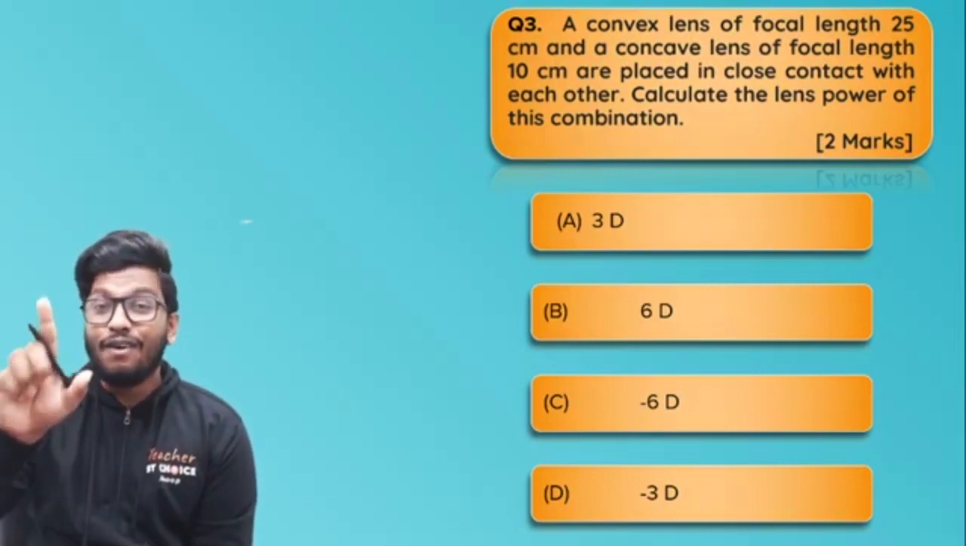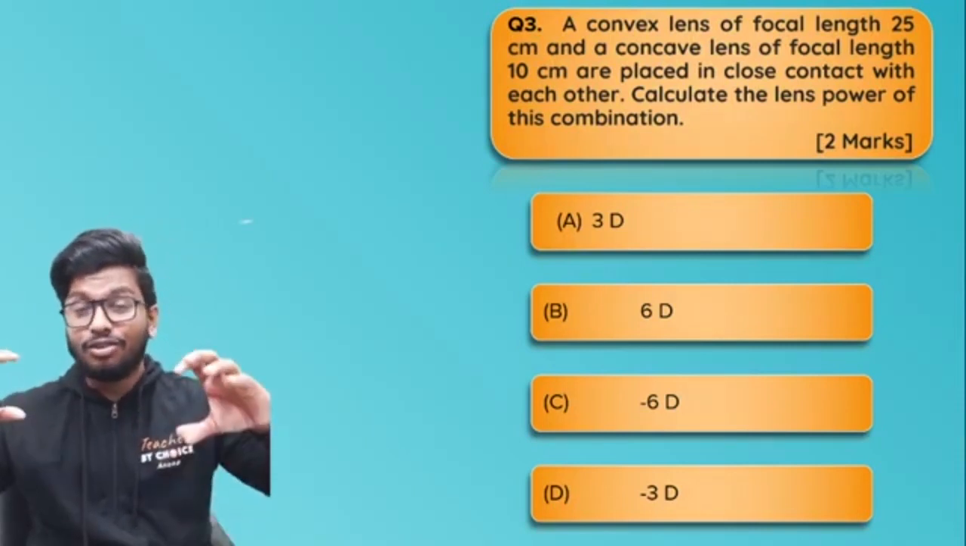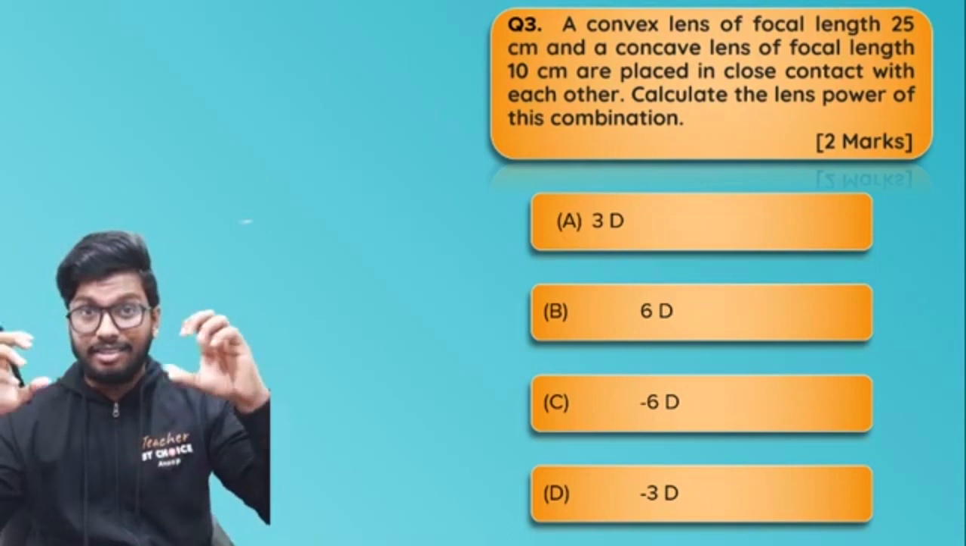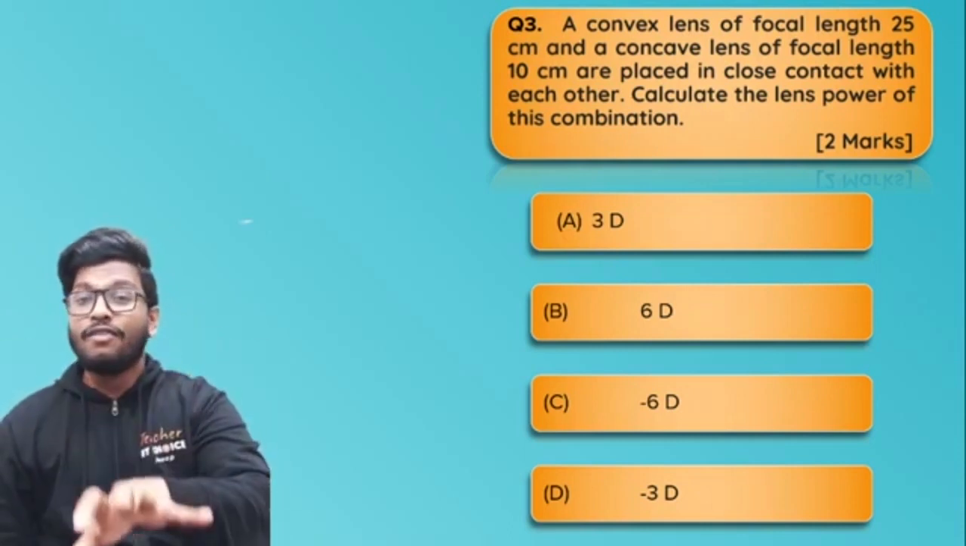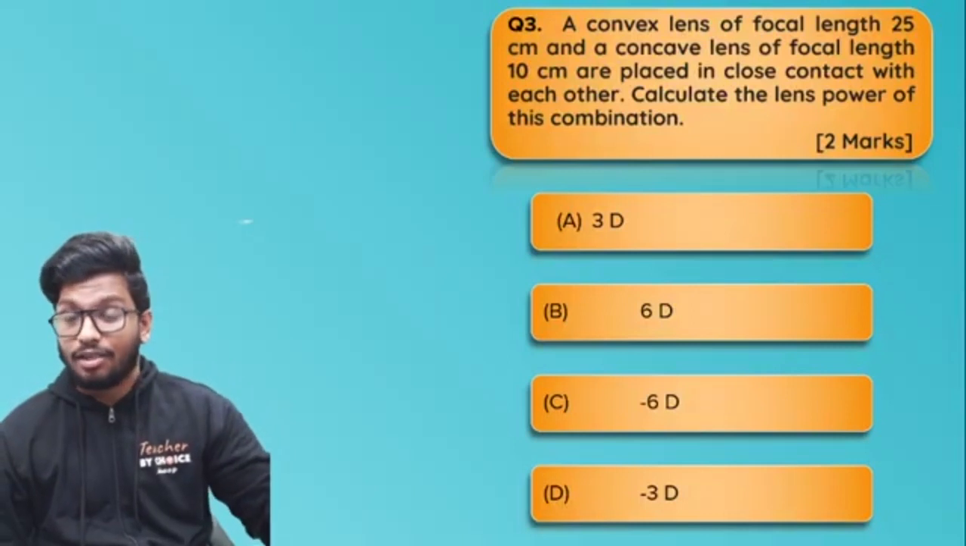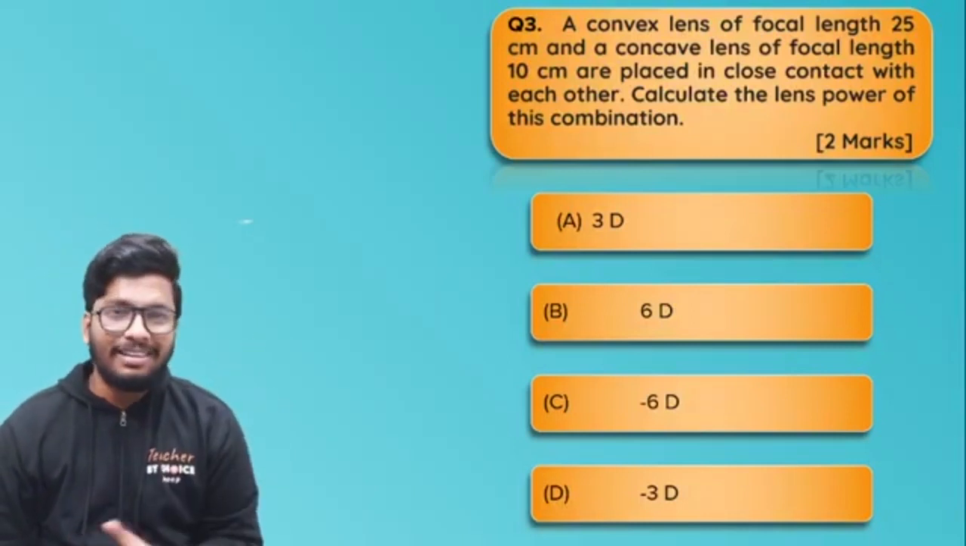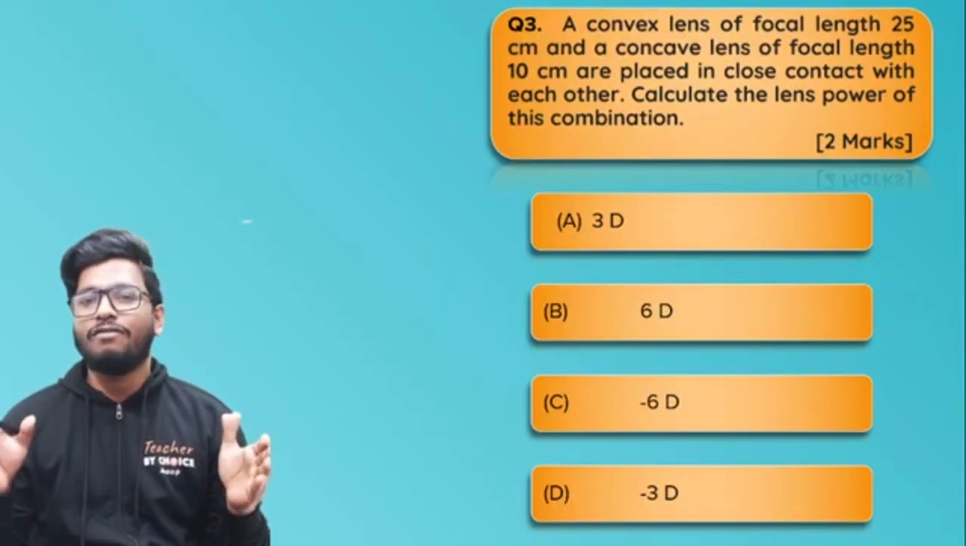Now see, they've given you the focal length of a convex lens and a concave lens. Both of these are put together, very close to each other. You're supposed to find out what is the power when you combine these two lenses. Your options are 3D, 6D, minus 6D or minus 3D. How would you solve this question?